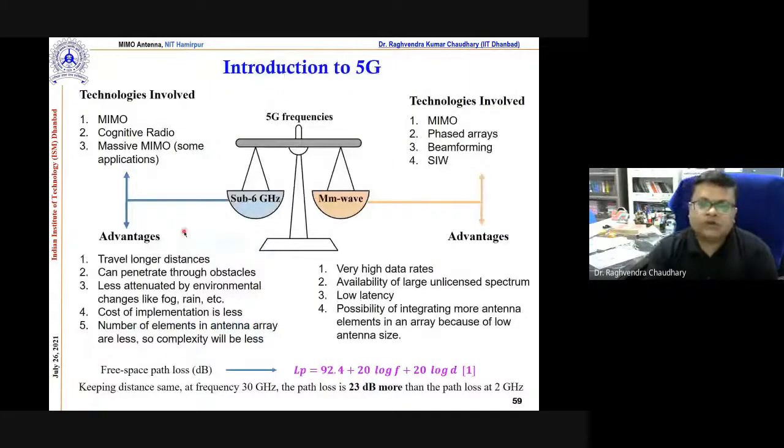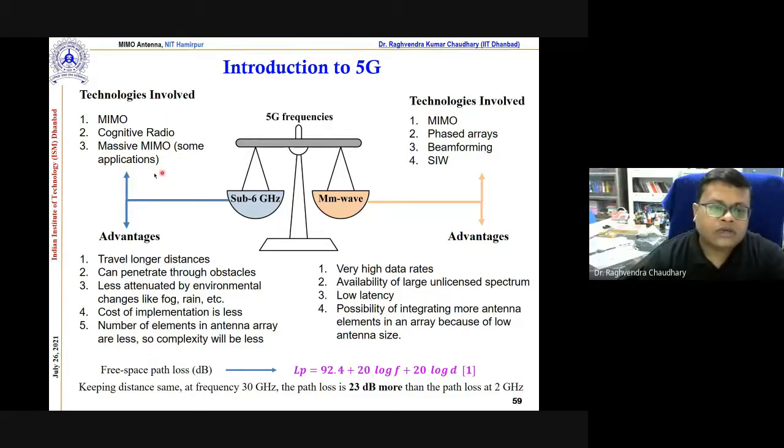So for isolation, among these techniques, we used some like filter based. We used FSS based also. We used neutralization as well. Now let me define here. It's very important actually, we need to have the idea why two windows are there. One is millimeter wave and the other is sub 6 gigahertz, and what advantages each has.